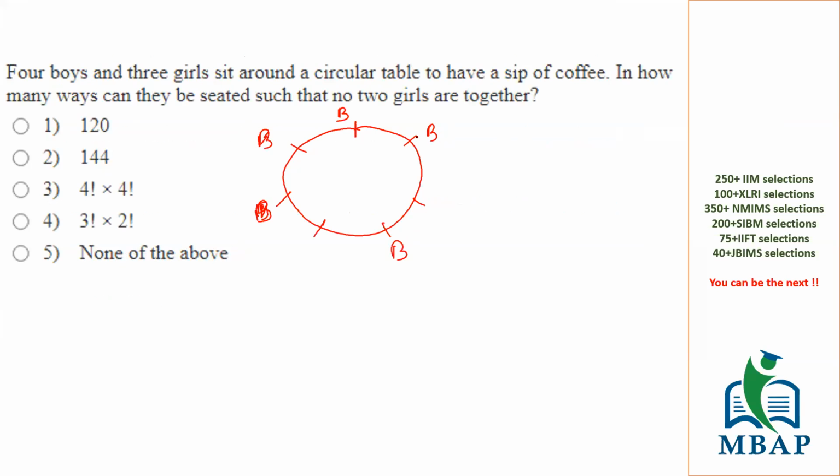Yes. So four boys can be arranged in 4 factorial ways. Three girls, we have three spaces, one, two, three. Those can be arranged in 3 factorial ways. Hence, it will be 24 into 6, 144.